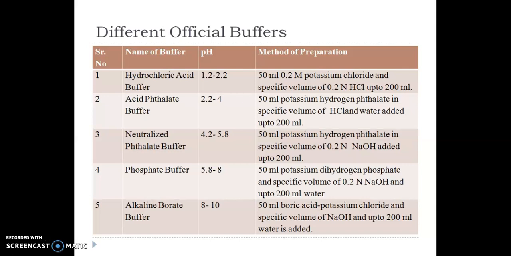Method of preparation is also given, that is not that much important, but you can take a look at that method of preparation. In this whole chapter, the very important thing is only the mechanism of buffer action, that we have focused on mainly. Remaining part you can understand very well. Okay, so this is all about the different types of buffer. First is the definition, then different types of buffer, importance of buffer, as well as the mechanism of buffer, and different standard buffer solutions that are known as the official buffer solutions.